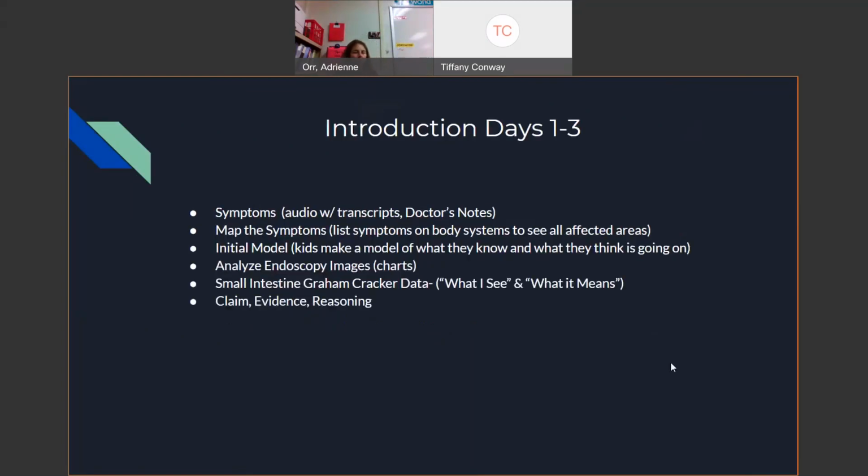So this is what we did. This is how it's laid out from last year. The first 3 days is just basically the introduction. Students tend to start with, we give her a transcript with the symptoms.